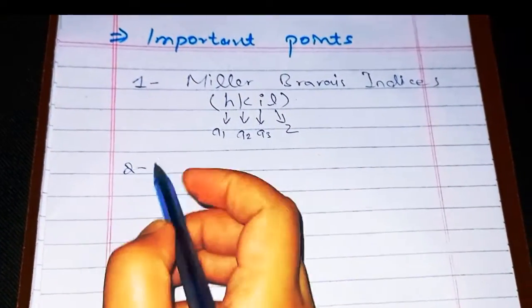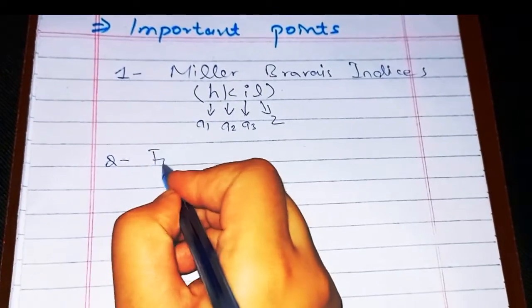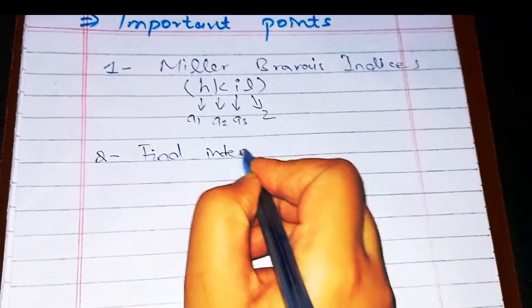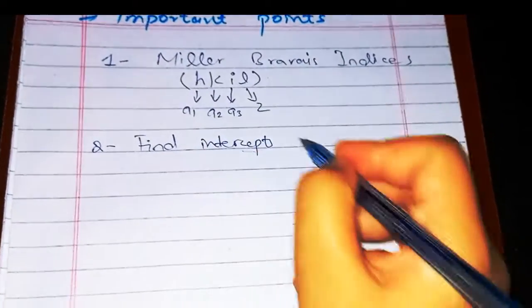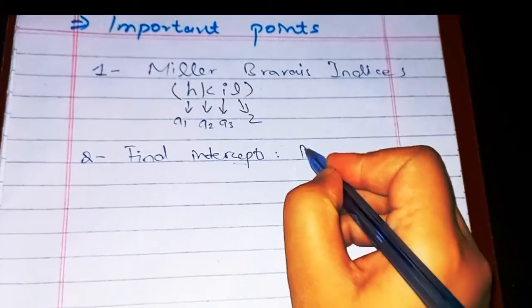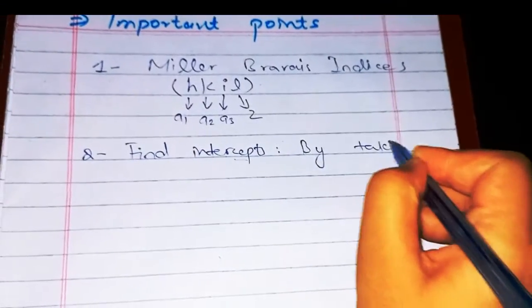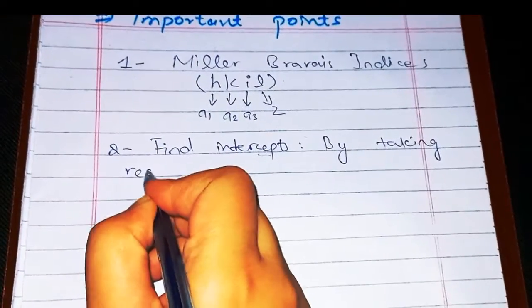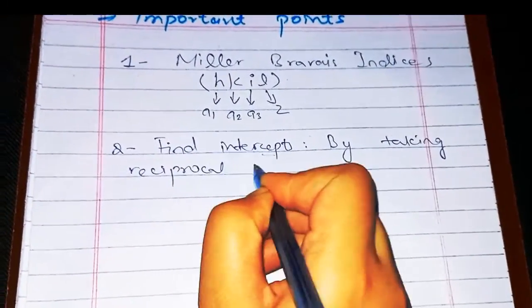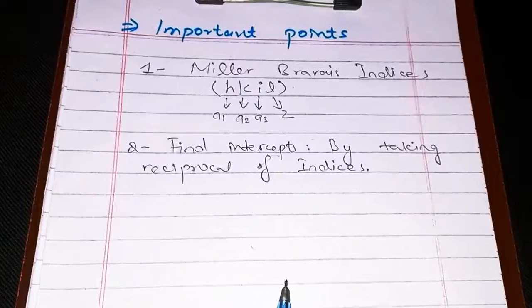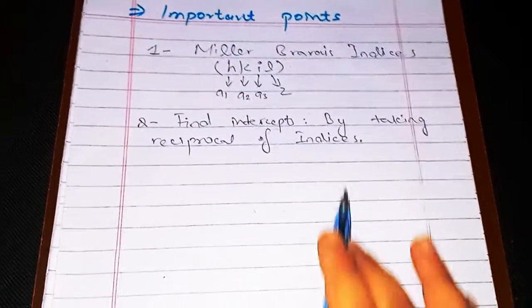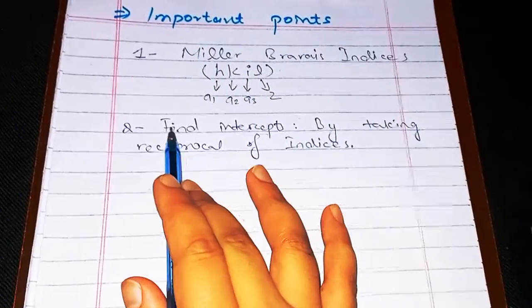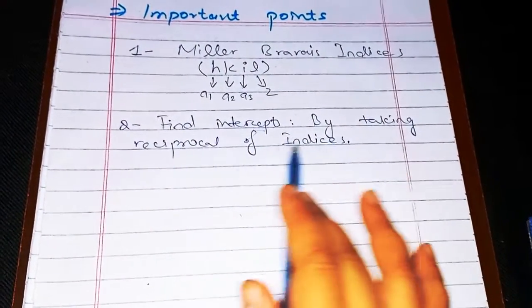And the second step is to find intercepts. These are indices, and you need to find out intercepts from these indices. And how can you do that? By taking the reciprocal of indices. You will see by applying these simple steps, we can seamlessly draw planes inside HCP. Okay, so bear with me. Find intercepts by taking the reciprocal of the indices.